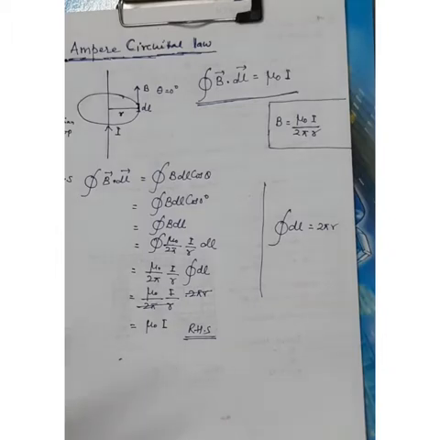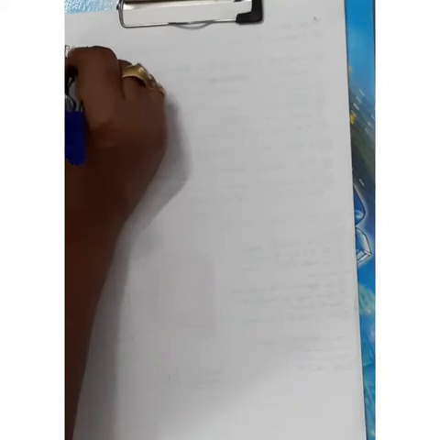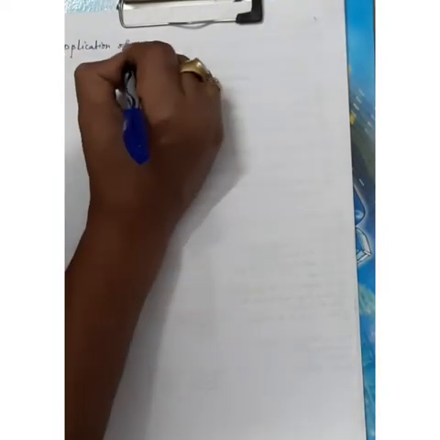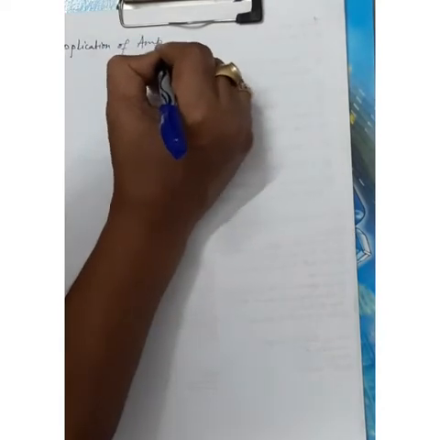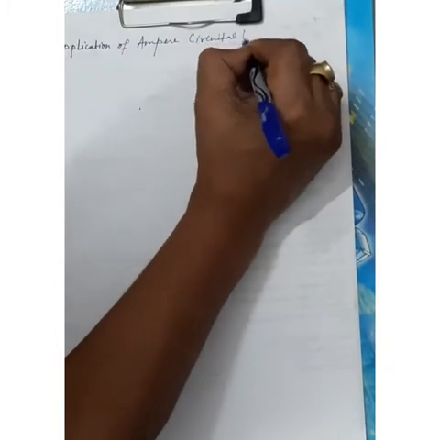So I think you have got the idea of what actually Ampere's circuital law is and how we can prove it. So the proof is also very easy. So this is Ampere's circuital law. And after Ampere's circuital law, we should know the application. Application of Ampere's circuital law.